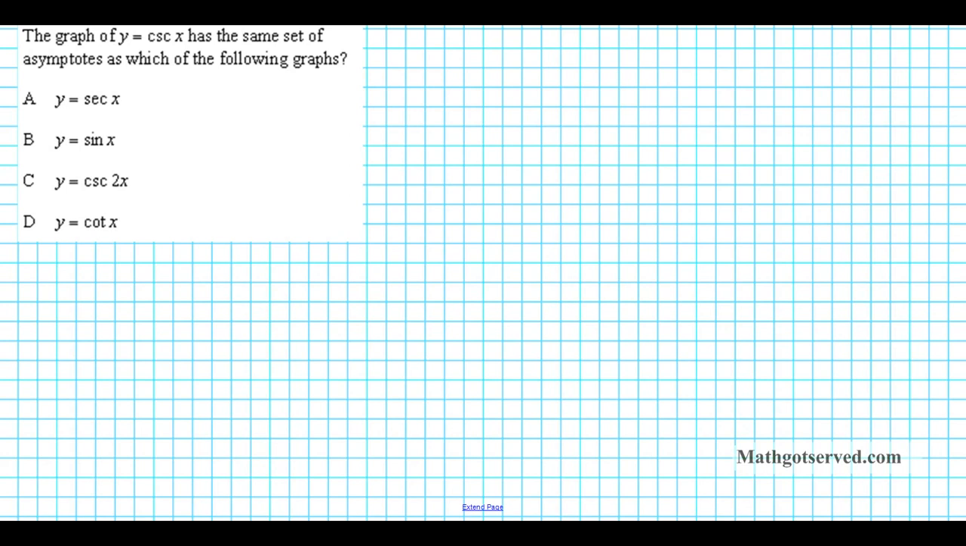All right, let's take a look at the last question. It says, the graph of y equals cosecant x has the same set of asymptotes as which of the following graphs? So remember, if we express these ones using the appropriate identities, we can know where their asymptotes are located. Okay, so we know that y equals cosecant x can be expressed using the reciprocal identity as 1 over sine x. So if any of these functions has a sine in the denominator, when we use the quotient or reciprocal identities, then that will be our correct answer.